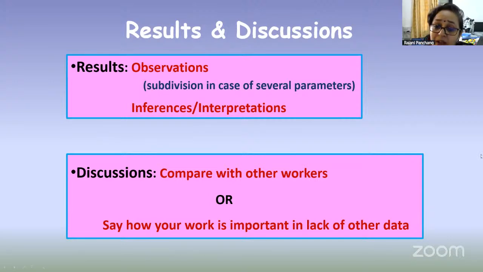How will you know that? Only on the basis of past literature. So compare it with other workers, or say that this observation is for the first time. No one has done such work. That's why my work is important. Or I have found different data with respect to others. Like I already showed you how you can describe it with respect to space and time, maybe technology, maybe data.